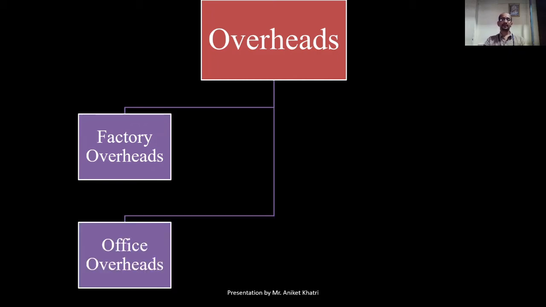Next is office overheads. Again, as the name suggests, office. In a company, the factory is the place where actual production is carried out, but there are certain other support services also, and these support services are given by the office, right? So whatever expenditure we incur in the office will be covered under the office overheads. For example, salaries to the clerks, then depreciation of furniture which we maintain at the office, lighting charges, telephone charges, stationery, general expenses. So these are all the examples of office overheads.